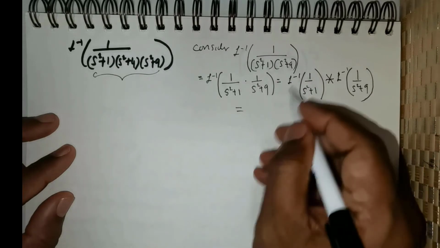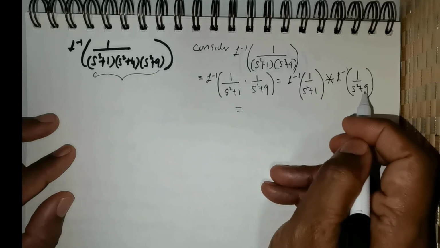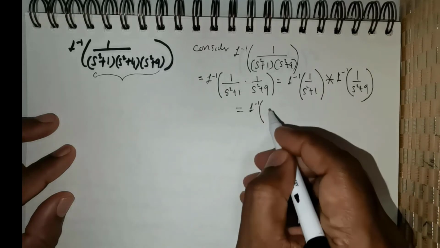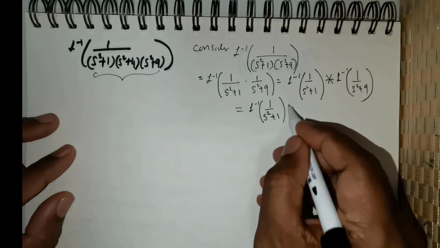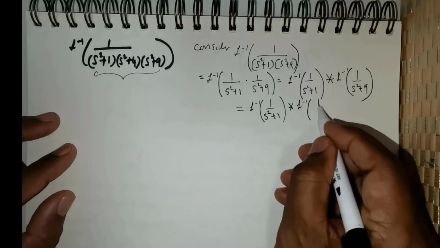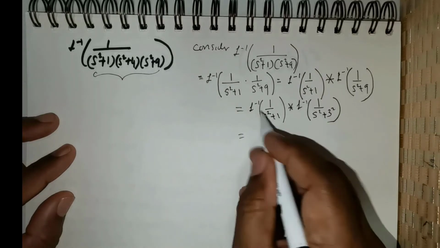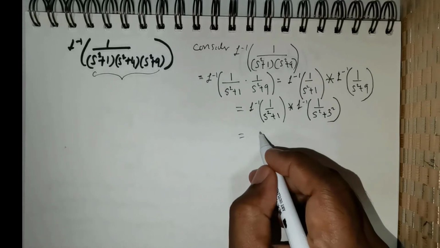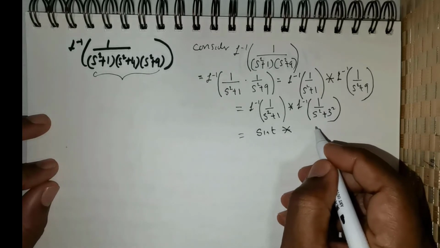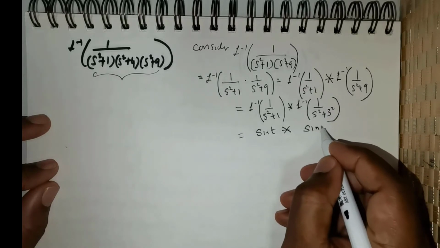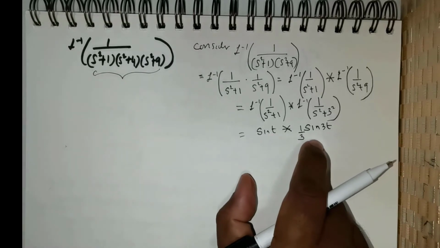Now this is straightforward, but before I place the Laplace inverse of this, I would like to rewrite this just for the sake of understanding. So this is going to be Laplace inverse of 1 over s squared positive 1 asterisk Laplace inverse of, I would like to write 9 as 3 squared. Now Laplace inverse of 1 over s squared positive 1, that is going to be sine t. It's straightforward. Asterisk Laplace inverse of 1 over s squared positive 3 squared, that's going to give me sine 3t with 1 over 3. So I would like to apply convolution for these two functions.